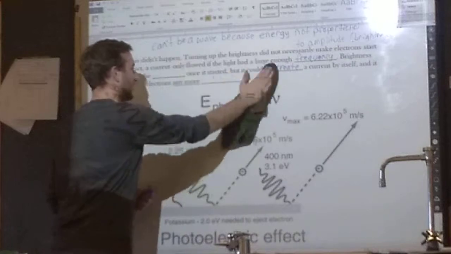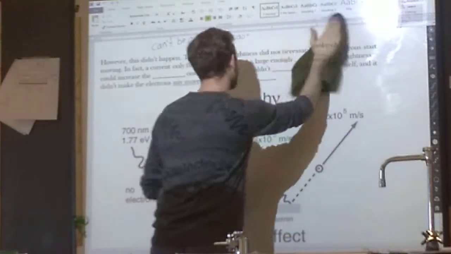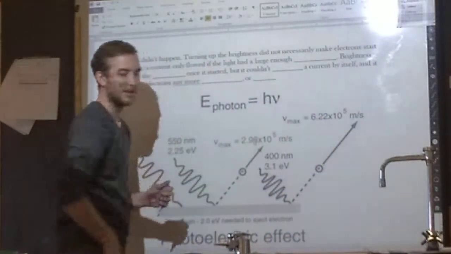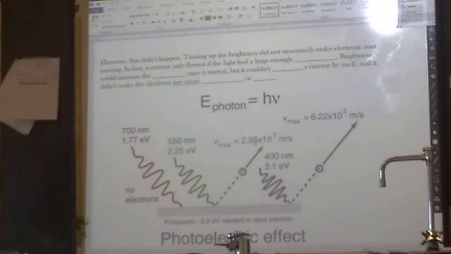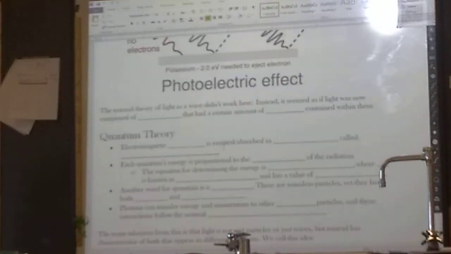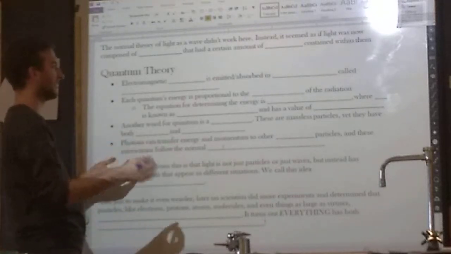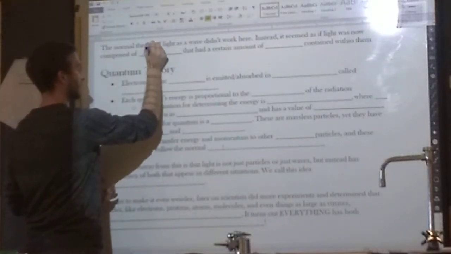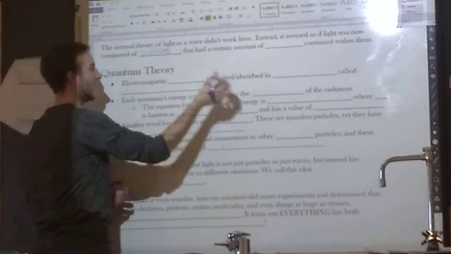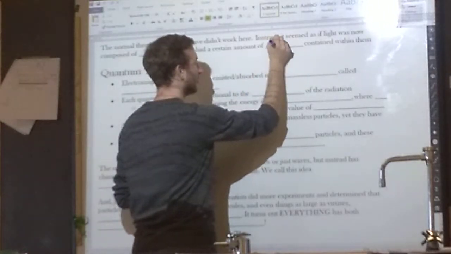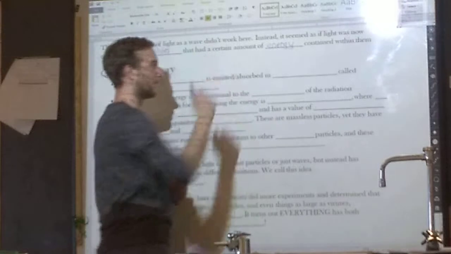Something very strange is going on here. It doesn't make a ton of sense if you look at it through a classical perspective. Okay? The normal theory of light as a wave didn't work here. Now it seemed that light was composed of particles that contained a certain amount of energy. That's the best explanation they could come up with.